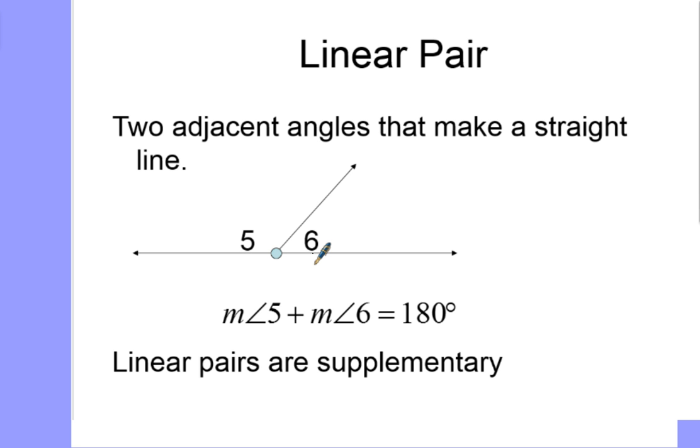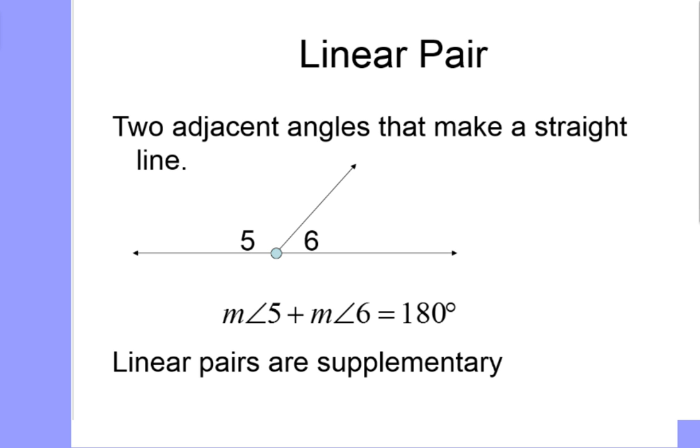And here's how I think about it. It's a pair of angles that form a line, hence a linear pair. And since a straight line equals 180 degrees, linear pairs are supplementary.